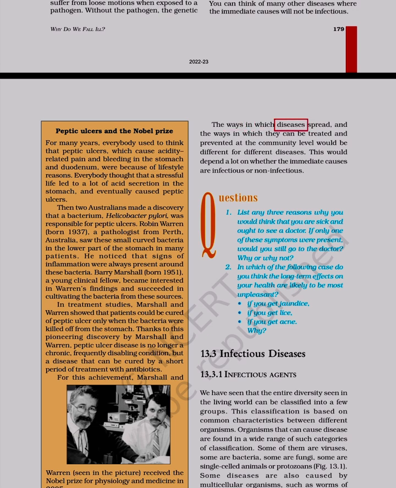The ways in which diseases spread, and the ways in which they can be treated and prevented at the community level, would be different for different diseases. This would depend a lot on whether the immediate causes are infectious or non-infectious.